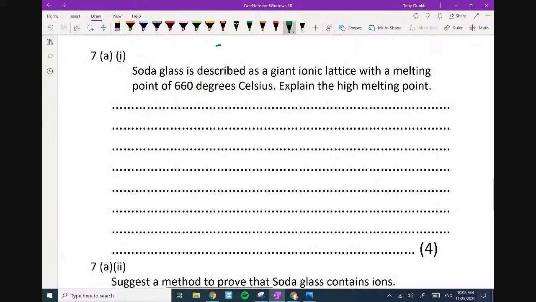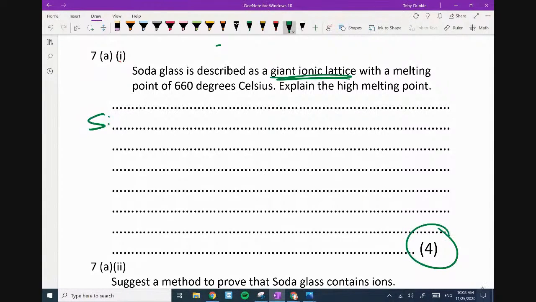Soda glass is described as a giant ionic lattice with a melting point of 660 degrees Celsius. Explain the high melting point. Okay, we're out of space. Structure. So, they've already given it to me. Oh, that's clever, isn't it? Hence why it's only 4. I'd still write it down. I'd still do it. I'd just repeat it.